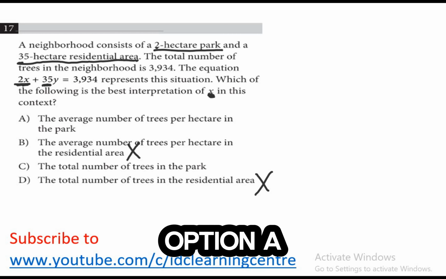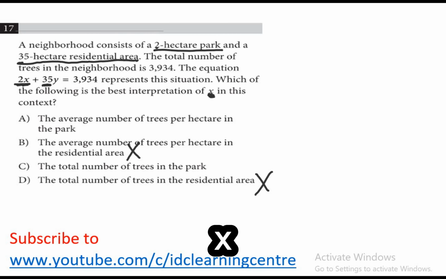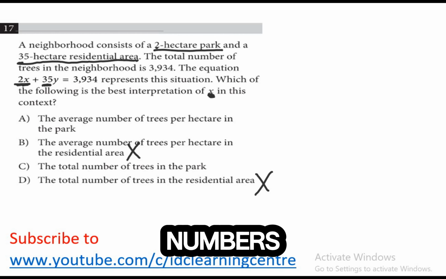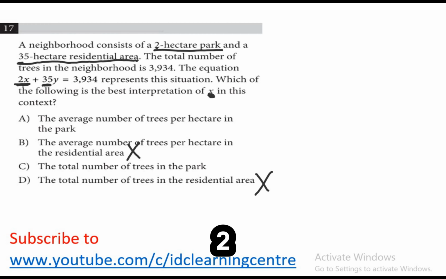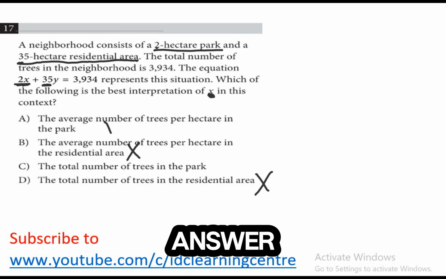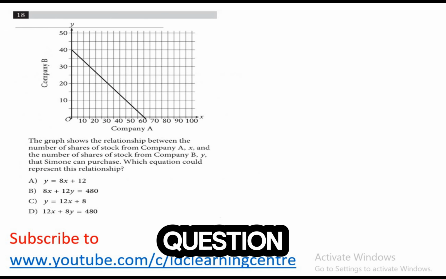Between option A and C, which one represents the value of x? Average number or total numbers? Now, it can't be total number. Total number tells you the 2x. 2x itself is the total number of trees in the park, while x alone stands for the average number of trees per hectare. So our answer is A, the average number of trees per hectare. I hope that is clear. All right, so we'll move on to the next question.